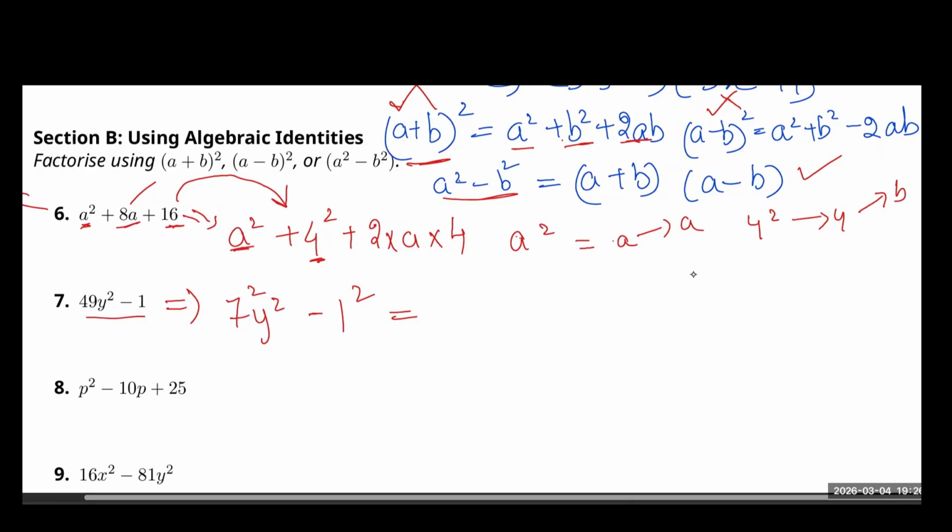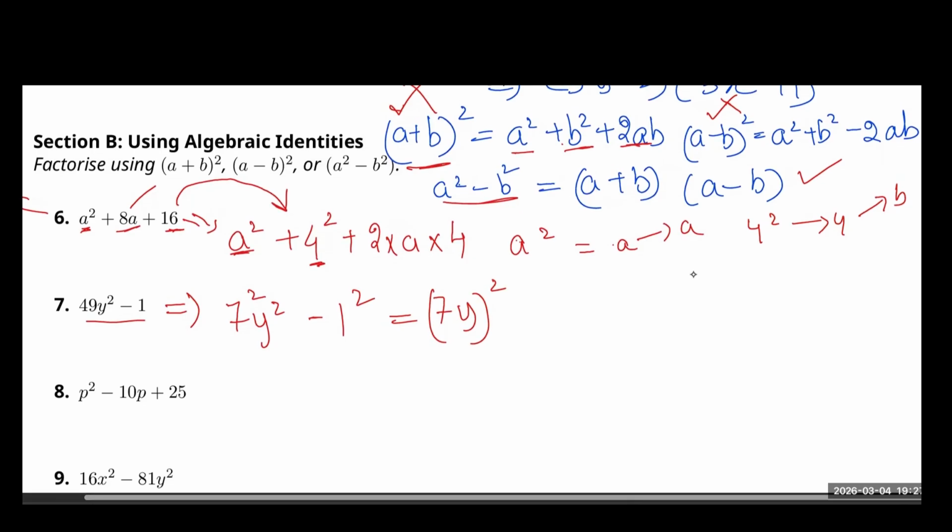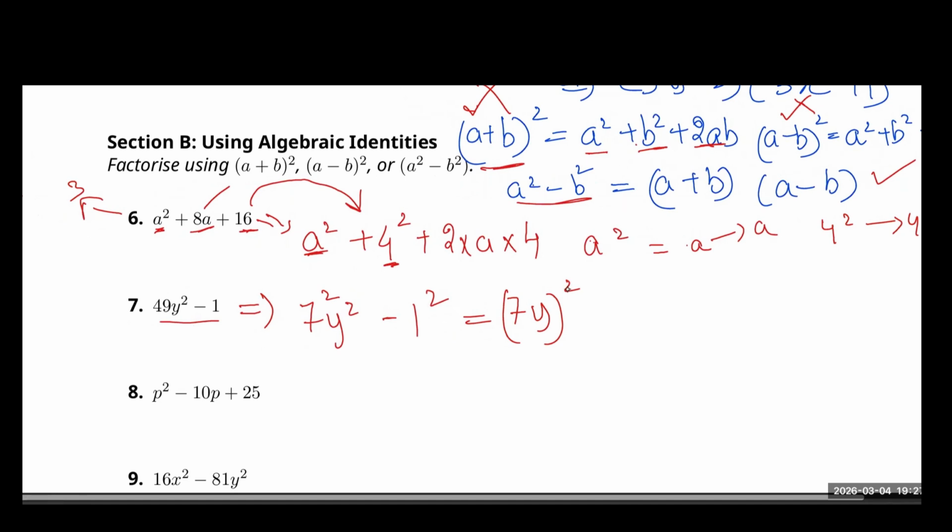I can write this as 7y whole square. Always remember this property: a power m into b power m. If the terms have the same power, the bases can be multiplied and kept under the same power. 7 and y, both the bases have the same power, right? So I'm taking them under square and writing like this.